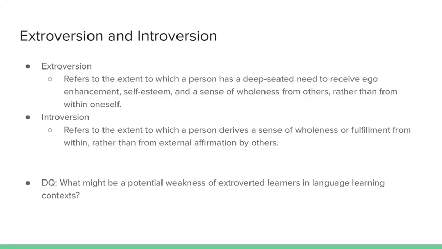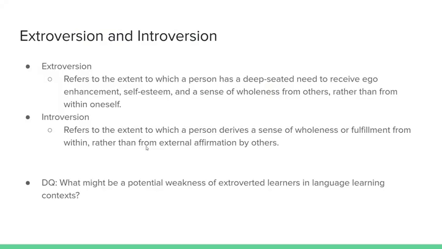When we are talking about extroversion, it refers to this tendency to seek interaction and also external validation. So you get support or validation from outside. That's what extroversion refers to. So it refers to how a person has a very deep-seated need to receive ego enhancement, self-esteem, and a sense of wholeness from others. This is the most important part. So you get your self-confidence not by yourself, but from other people's compliments, for example. So that's what extroversion refers to.